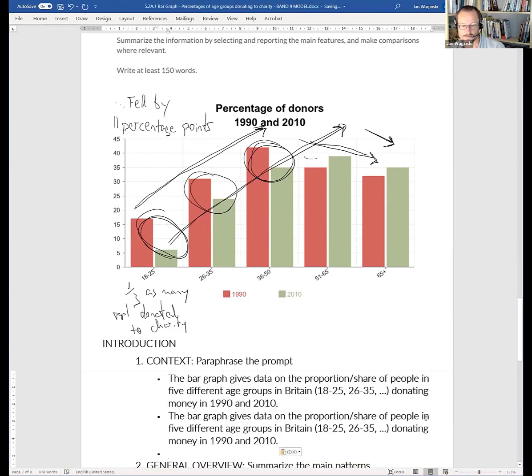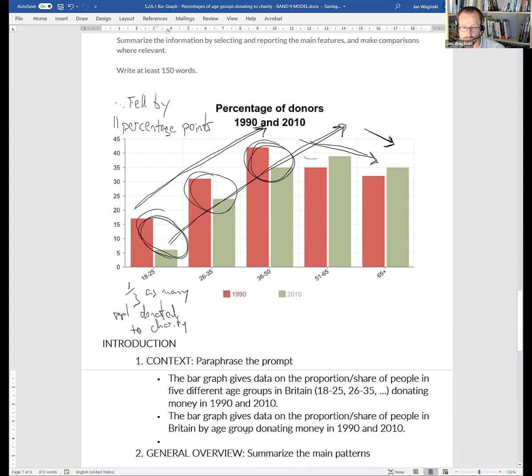Okay. The bar graph gives data on the proportion of people in Britain. You could say by age group. Proportion of people, like that.